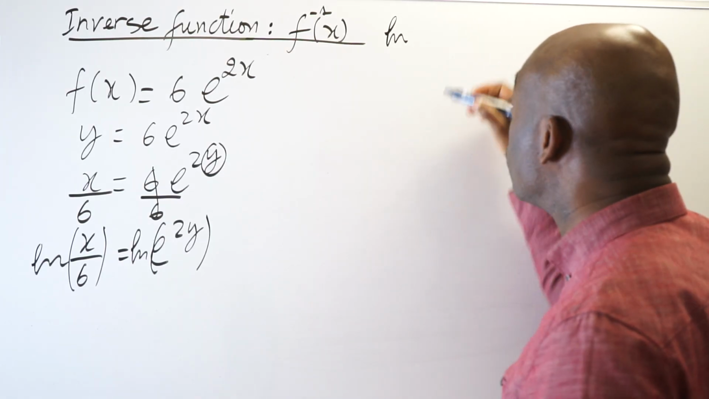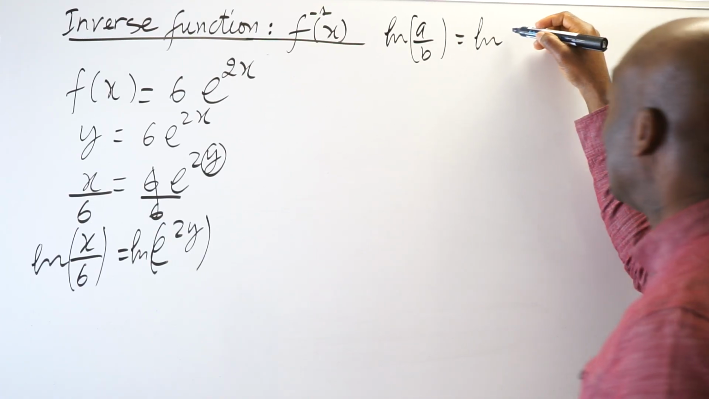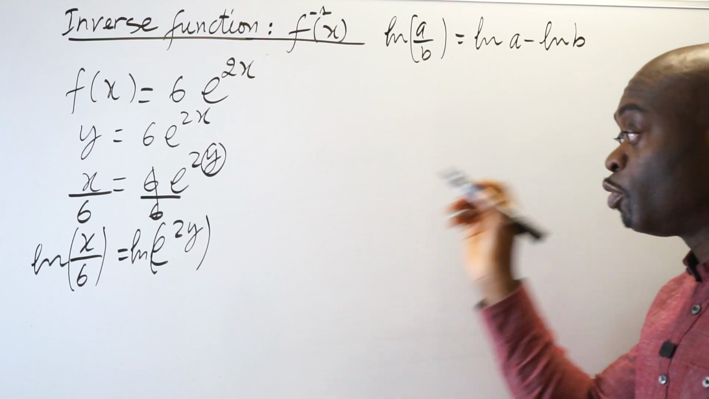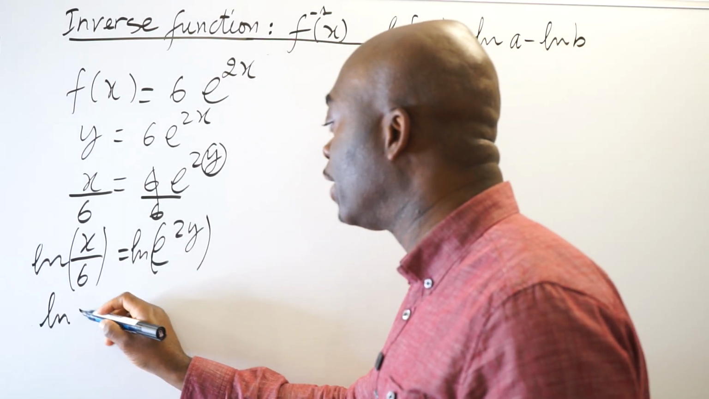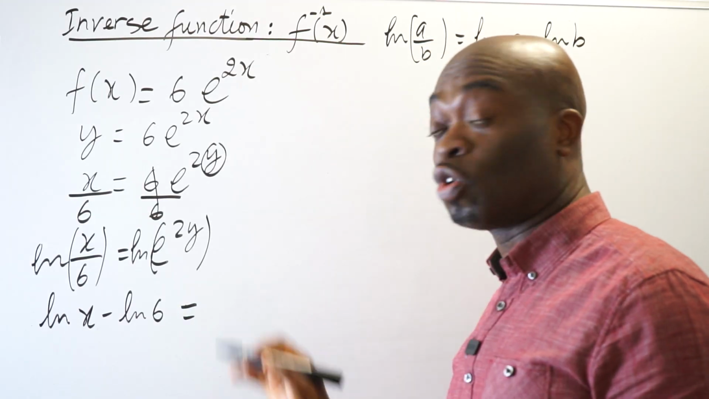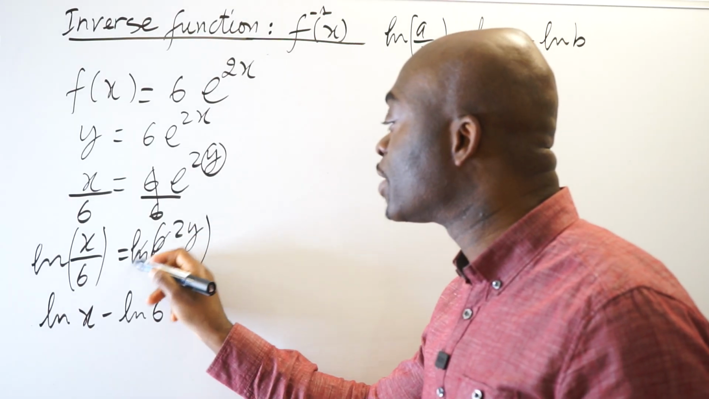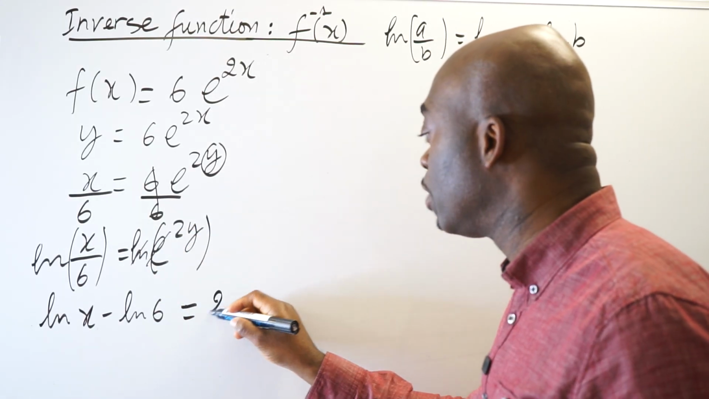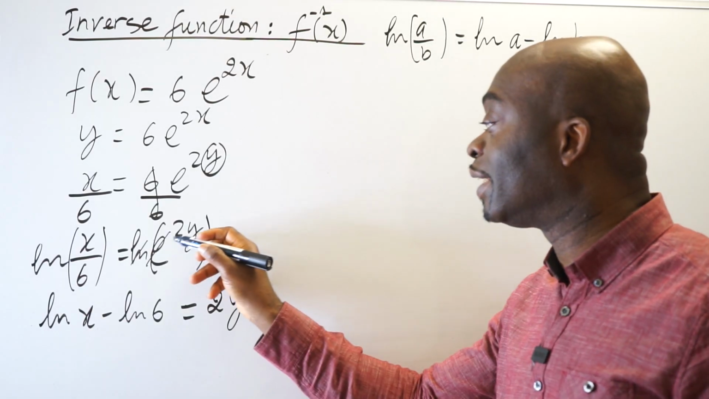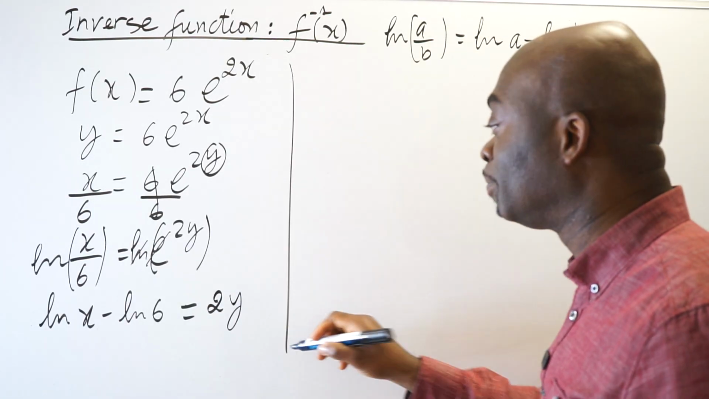Per the ln rules, ln of a over b is equal to ln of a minus ln of b. We're going to apply that here. So we have ln of x minus ln of 6, and that is equal to what? On the right side now, we have ln times exponential. Exponential and ln will be crossed out. So we end up with 2y. And that's the reason why we chose to use the ln, so that we can eliminate the exponential. And then it's going to be easy now to solve for y. Are you with me? Okay.